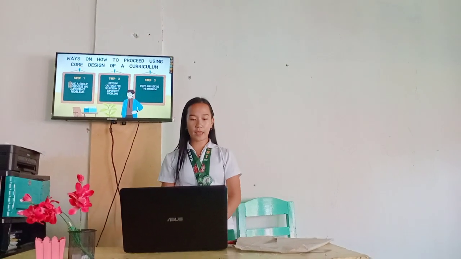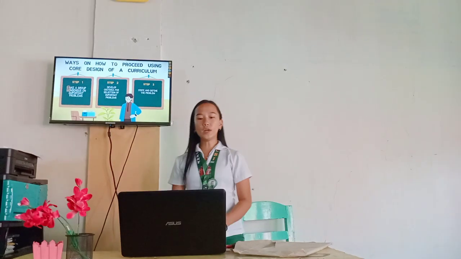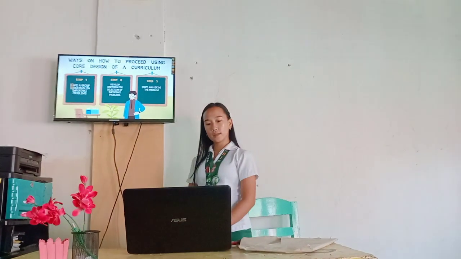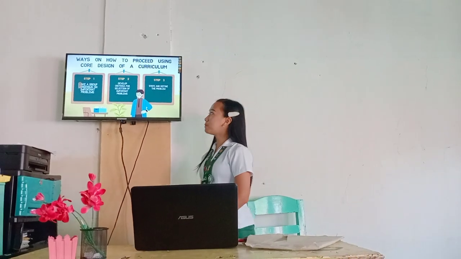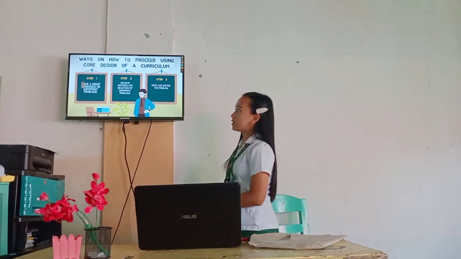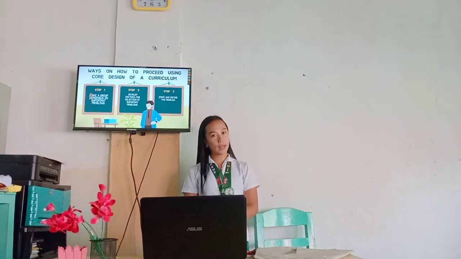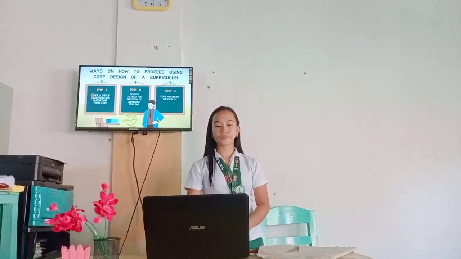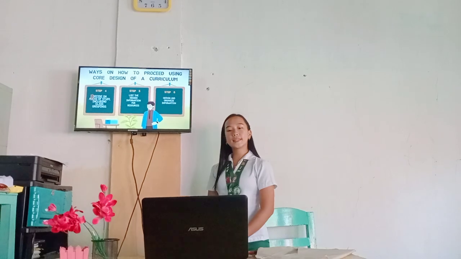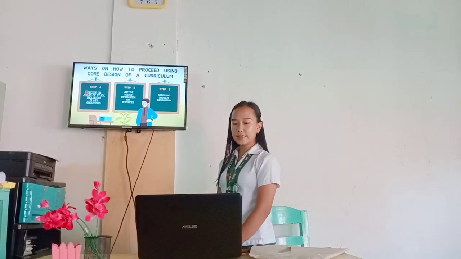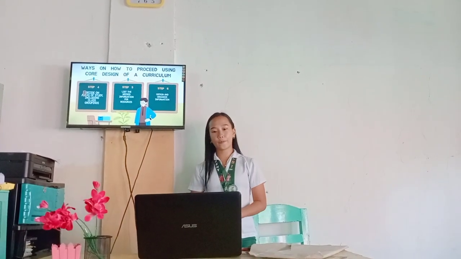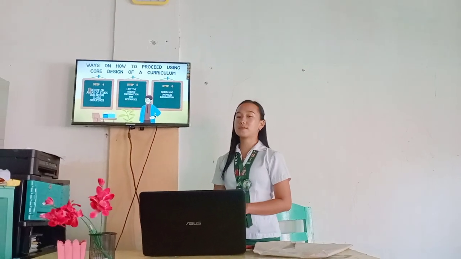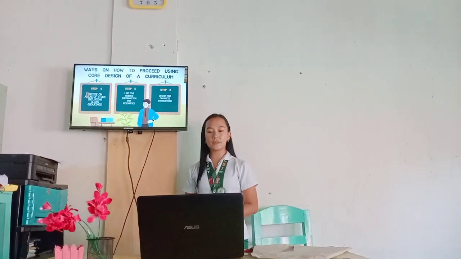So there are ways on how to proceed using the core design of a curriculum. There are 11 steps. First, make a group consensus on important problem. Step 2, develop criteria for selection of important problems. Step 3, state and define the problem. Step 4, decide on the areas of study including class groupings. Step 5, list the needed information for resources.